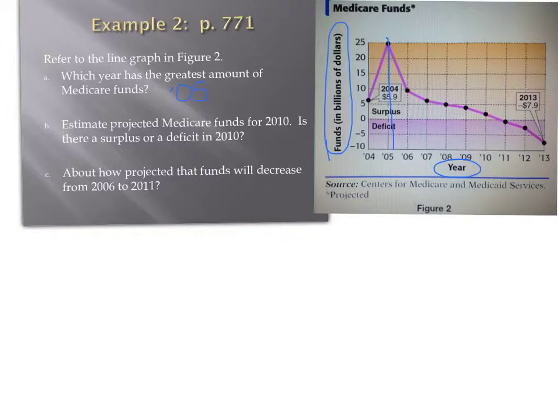Estimate the projected Medicare funds for 2010. Is there a surplus or a deficit? So we're going to look at 2010. Now notice 0 is not at the corner. Okay, so everything below 0 shows the deficit. It's shaded in pink, and everything shaded in the orange is a surplus. So in 2010, it is just a little bit in the surplus area, and it's maybe about $2 billion.